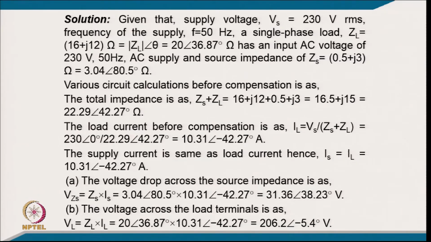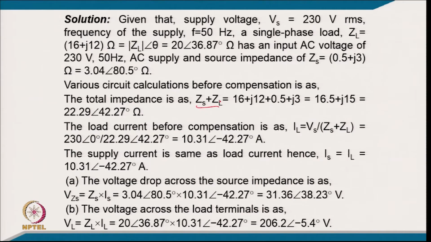Coming to the numerical part of this: given that supply voltage Vs equals 230 volt RMS, frequency of supply 50 hertz, and a single phase load of ZL equal to 16 + j12 ohm, that is 20 ohm at the angle of 36.87 degree, with an input AC voltage of 230 volt 50 hertz AC supply, and source impedance of 0.5 + j3, that comes 3.04 at the angle 80.5 degree ohm.